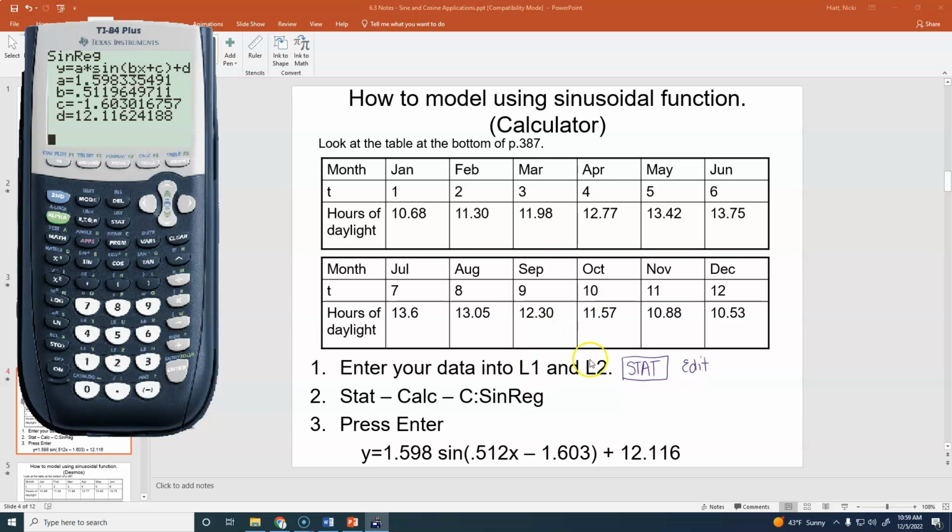Once you do the L1 and L2, you are going to go to Stat. The directions are there at the bottom of this slide here. Stat, over to Calc, and then C sine reg is the one you want to choose, the one at the bottom.